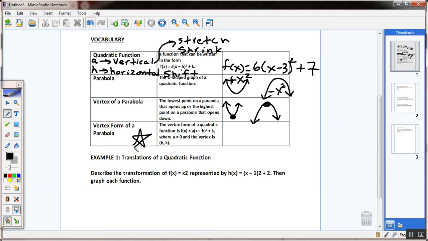Be careful on this. F of x is equal to, how about 2 times the quantity x plus 3 squared minus 7. Okay? Now, I want you to understand something. If this is called vertex form of a parabola, and they say, where's the vertex for this graph? It says the vertex occurs at h comma what? K.